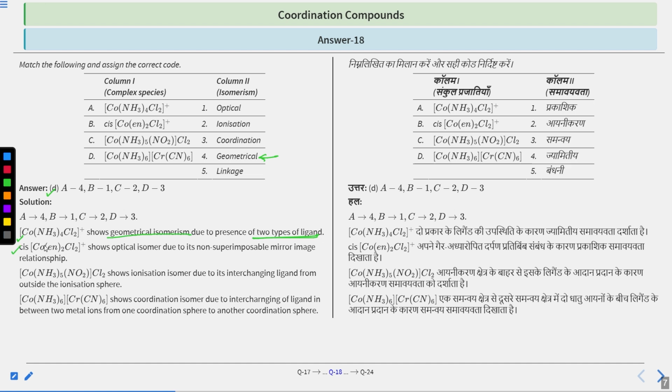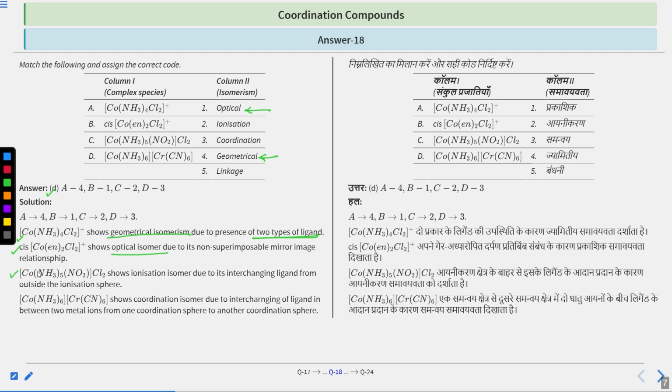In the second complex, B, cis-[Co(en)2Cl2]+, it will show optical isomerism because of the non-superimposable mirror image relationship. This is the cis form of the complex, and its mirror image is non-superimposable on it, and that's why it shows optical isomers. That's why B is connected to the first point, that is optical.